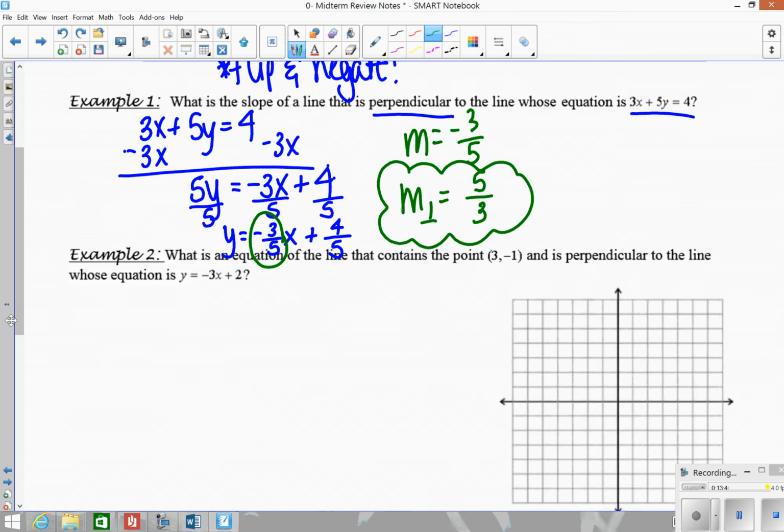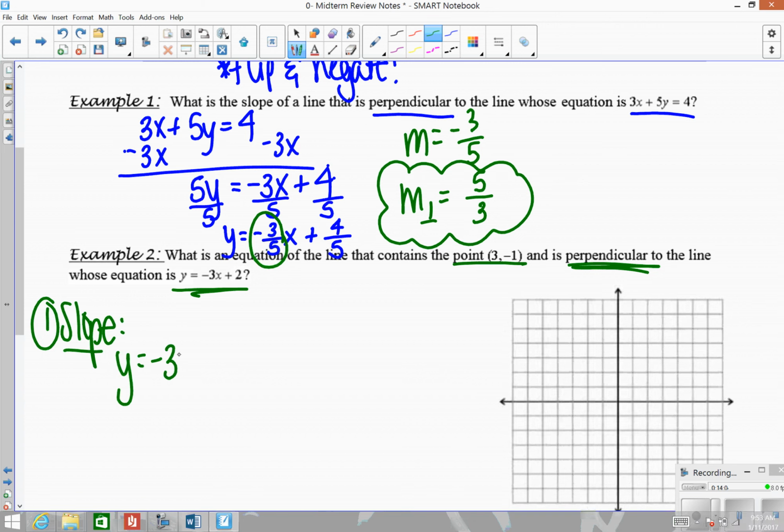The next example is similar to what we saw on the previous page, where you're going to write the equation that contains this point, and it has to be perpendicular to this given equation. So step 1 is going to be to find your slope. The slope of y equals 3x plus 2, I don't have to get it in y equals mx plus b form because it's already there. The slope of this line is going to be 3, which you can think of as 3/1. So the perpendicular slope is going to be flip and negate that. Negate it becomes negative, flip it, it becomes negative 1/3.